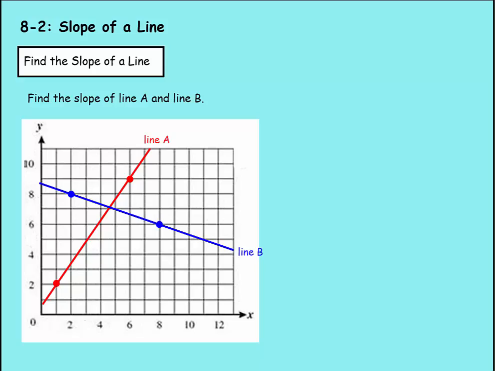So let's find the slope of these lines then. It says find the slope of line A and line B. Line A is this red line here. On this coordinate plane, I see that line A crosses through 1, 2, and then its next point here is 6, 9. So what is our slope for that? Well, I know that the slope is the rise over run.